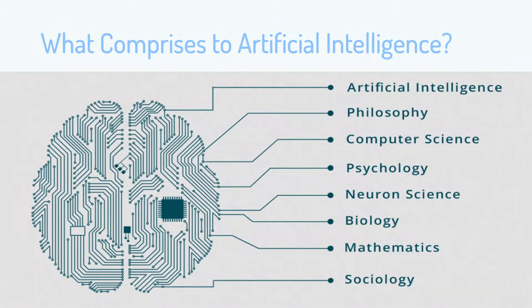Here, what are the contributors to artificial intelligence? First, computer science, which we know. Next, philosophy, and computer science related areas like nanotechnology, processors and other computer related technologies, and psychology, neuroscience, biology, mathematics and sociology. These are the things we can do with AI.